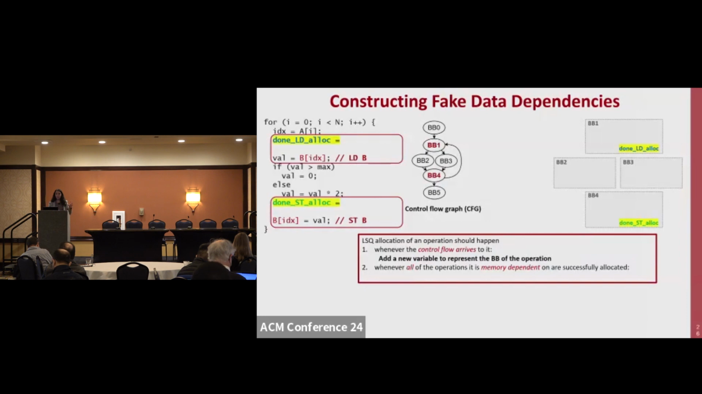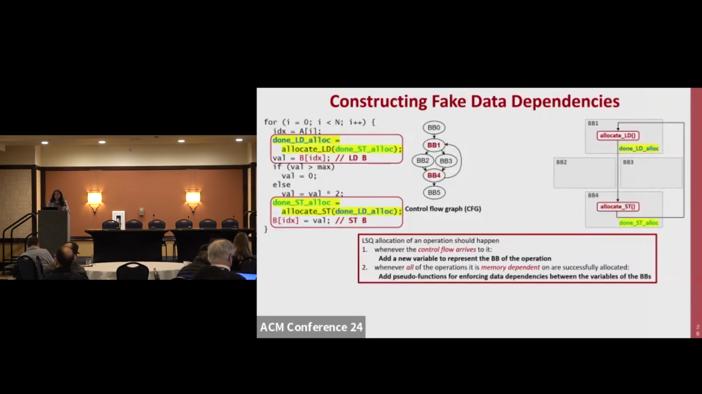And the second rule is that I need to allocate a memory operation only when all the memory operations that I am memory dependent on were successfully allocated. And this is where you have the producer-consumer relationship requirement. So if you add some producer and consumer to honor this memory dependency as a data dependency, you do the trick. And with this, we add pseudo functions called allocate load and allocate store to honor this dependency and respect the order. And since those functions honor the order, we can use them to manage the allocation to the load store queue in order.